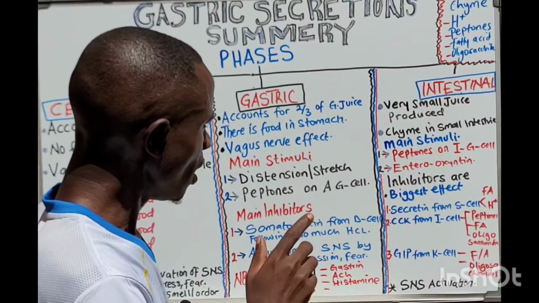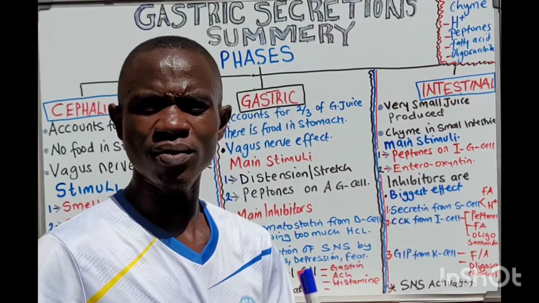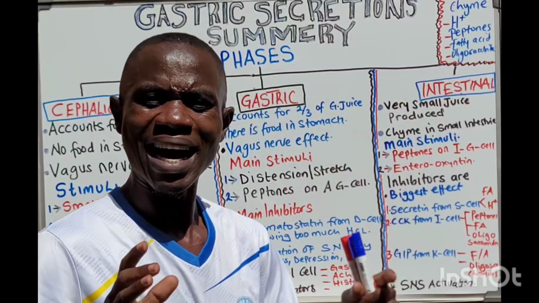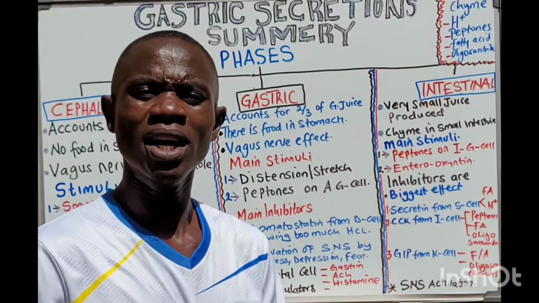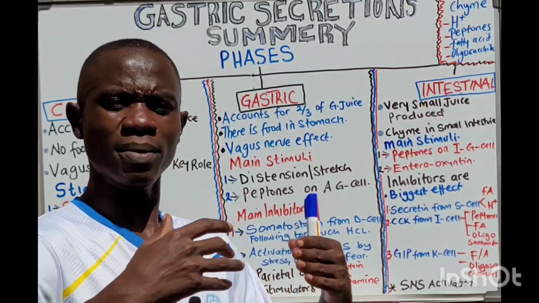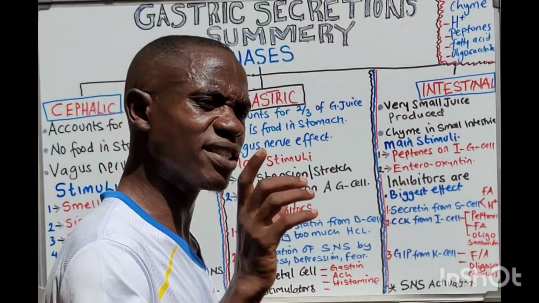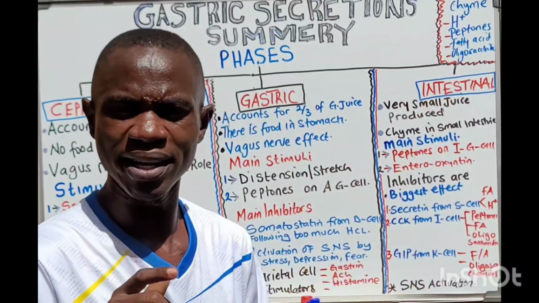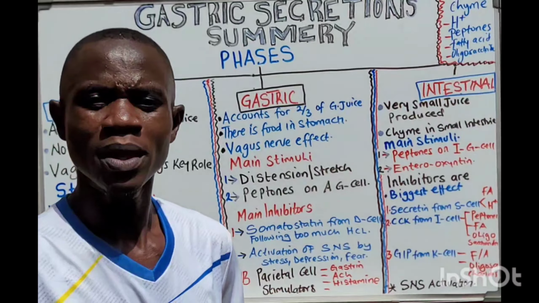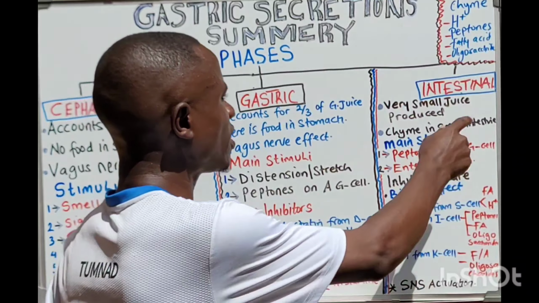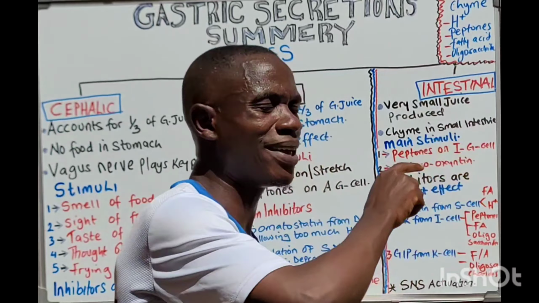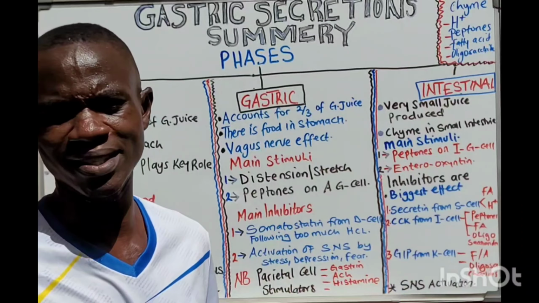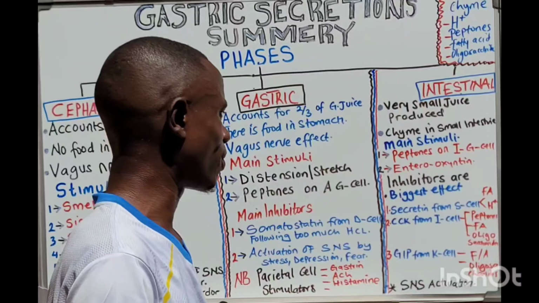Now, what happens is that these molecules cause stimulation of different cells, and these cells will release different chemicals that will either stimulate gastric secretion or inhibit gastric secretion. Before I forget, this phase, the intestinal phase of gastric secretion, happens whenever chyme enters into the small intestine. It sounds more beautiful, okay?